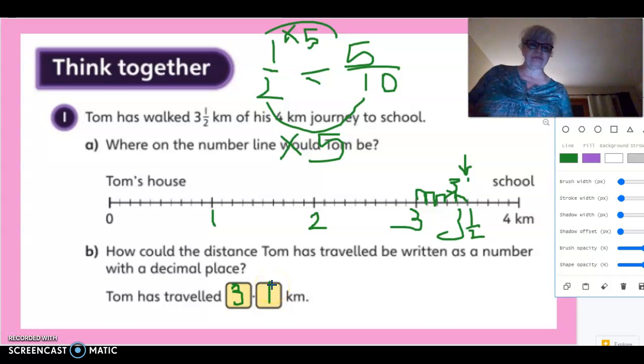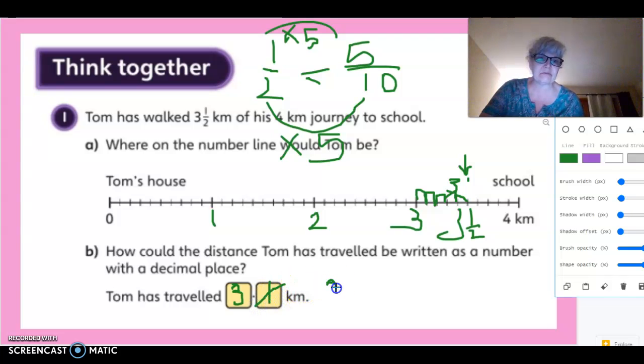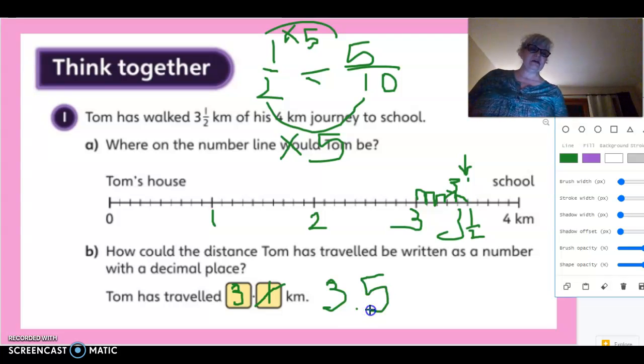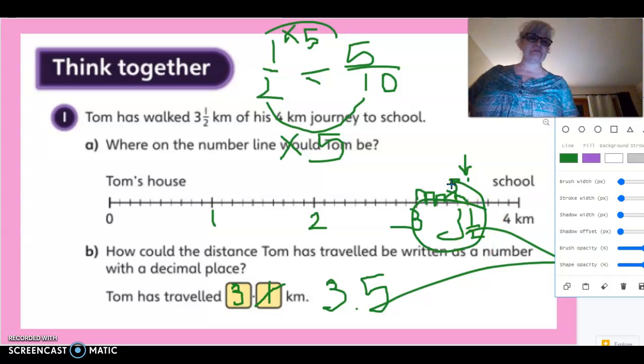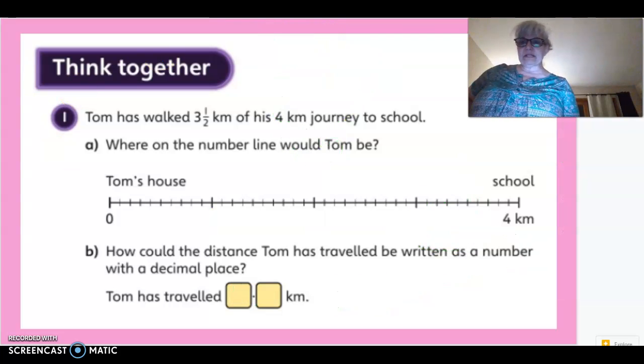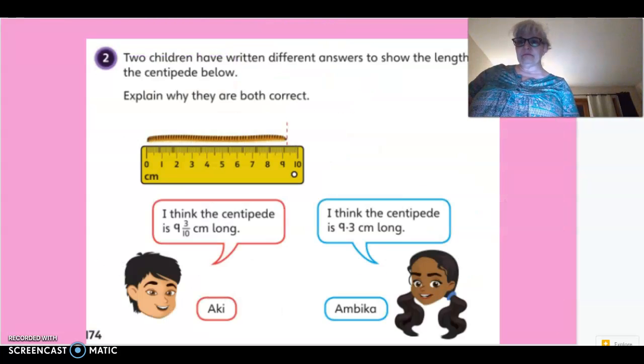Tom has traveled not 1, but 3.5. Okay, so you've got to be careful when you do these and think about what this number really is in tenths. Okay, that's important when you're using decimals. Decimals have to be in tenths. All right, we're going to go to our next problem now.